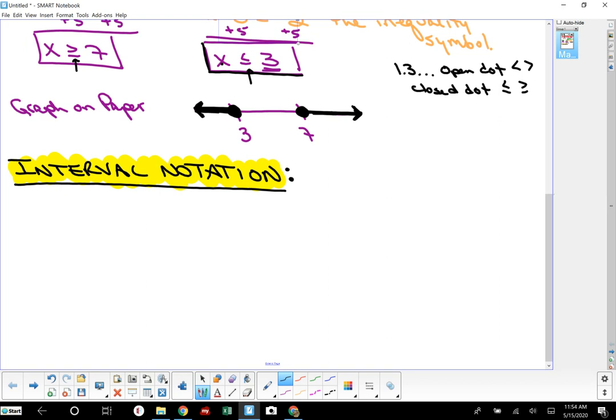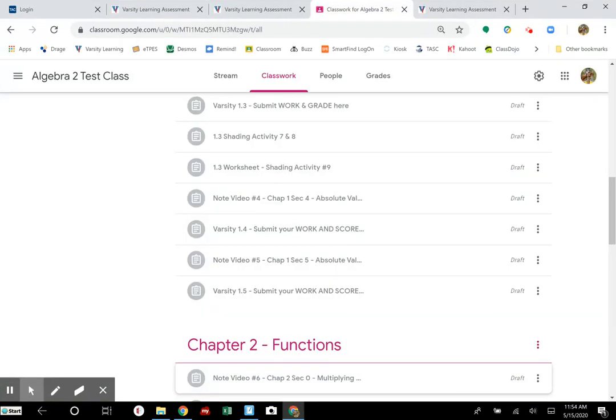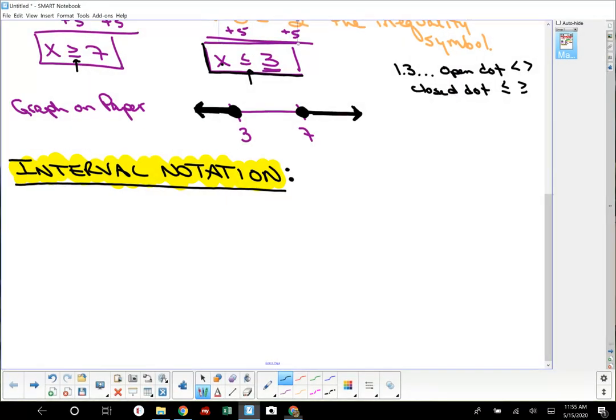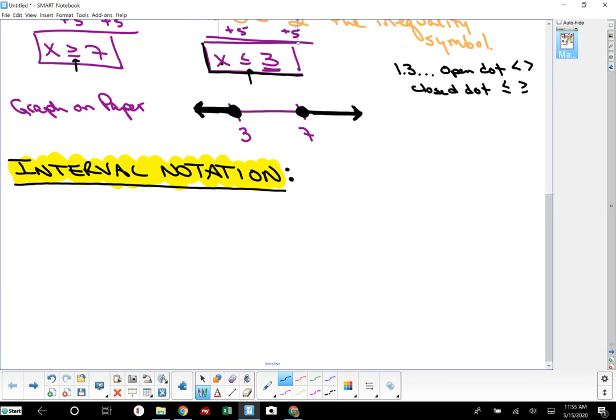You're going to see a box in Varsity. Let me go show you. A box in Varsity that says, put your answer in interval notation, and it's right at the top. Then the graph comes under that. I would do the graph first and then let your graph tell you what the interval notation is going to be. That's the reason we're doing this: it's going to be in the Varsity problems.